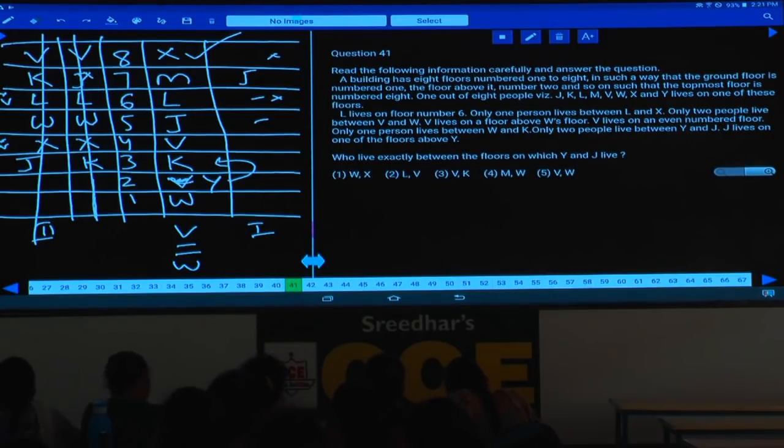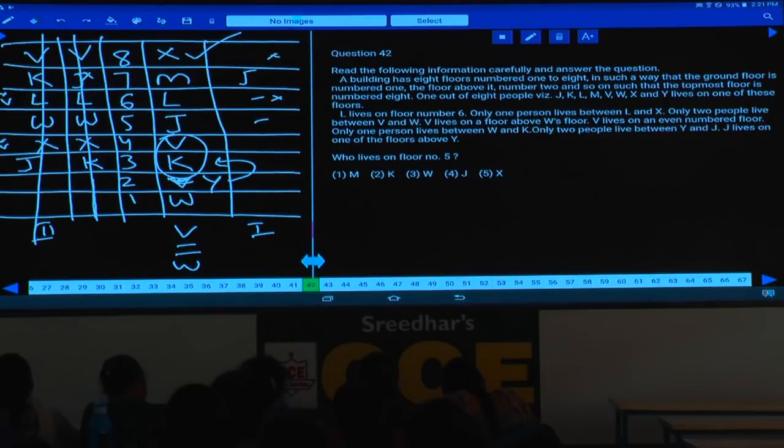Then question number 41. Who lives exactly between the floors on which Y and J live? Between Y and J, tell me who are the persons living in this one? V and K. V and K, that is choice 3. Then question number 42. Who lives on floor number 5? J lives on floor number 5, that is choice 4.